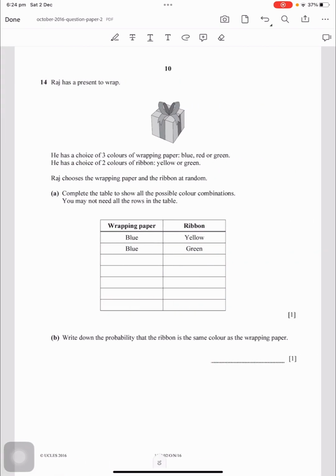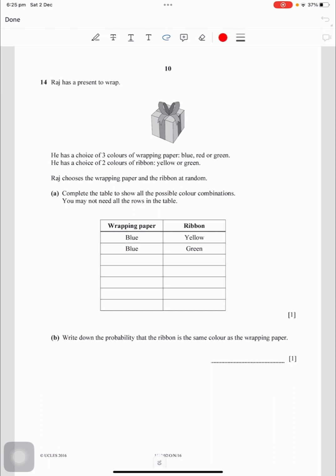All right, next question. Question number 14. Raj has a present to wrap. He has a choice of 3 colors of wrapping paper: blue, red, or green. He has a choice of 2 colors of ribbon: yellow or green. Raj chooses the wrapping paper and the ribbon at random. Complete the table to show all the possible color combinations. You may not need all the rows in this table.